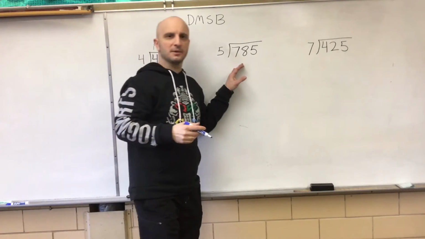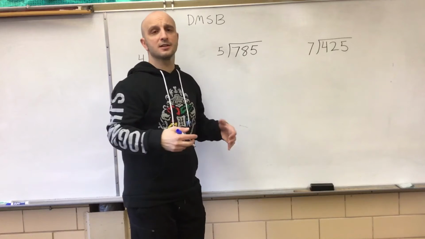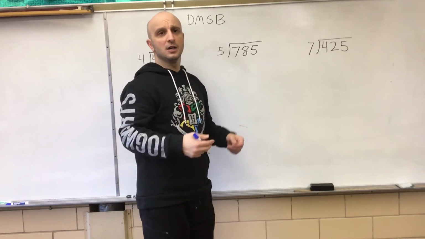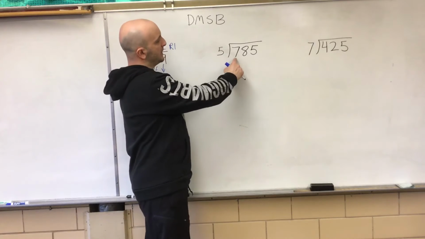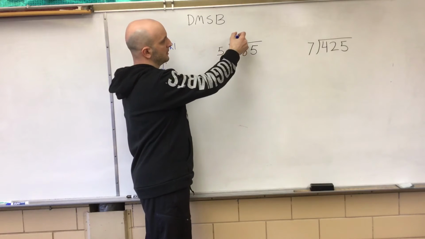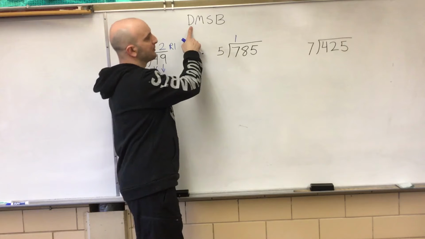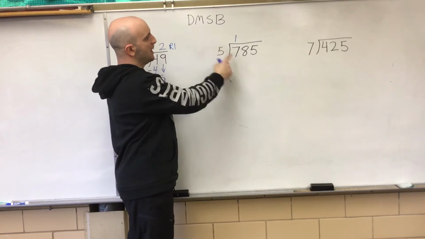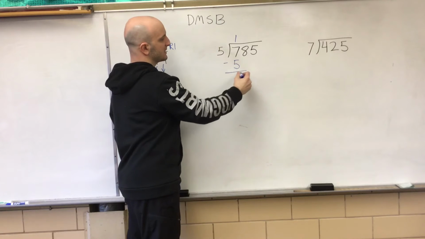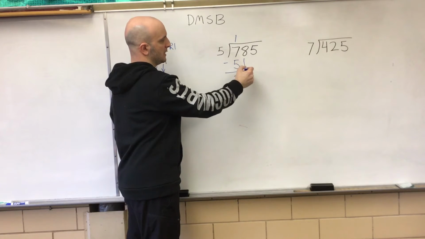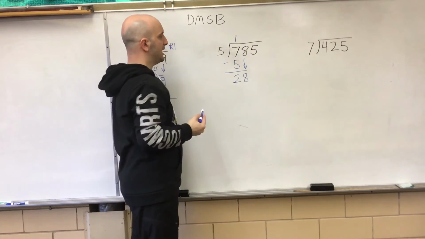Let's go on to this problem. Again, I'm going through these very quickly because we've been studying these for a while, so hopefully this is just a review for you guys. Start off here, we got 7 divided by 5. That's 1. It's our D step. And then we go to our M step. We multiply. 1 times 5 is 5. We subtract. We get 2. And then we bring down the 8.